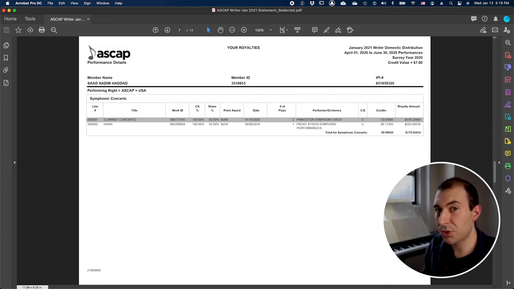Usually the publisher distribution comes out a couple of weeks before the writer distribution. So in fact, I actually had this $576 from my December statement. So I already knew that this money was gonna come in.